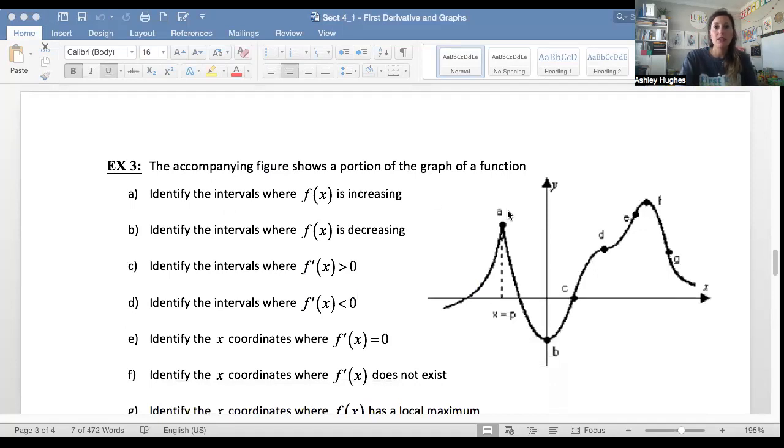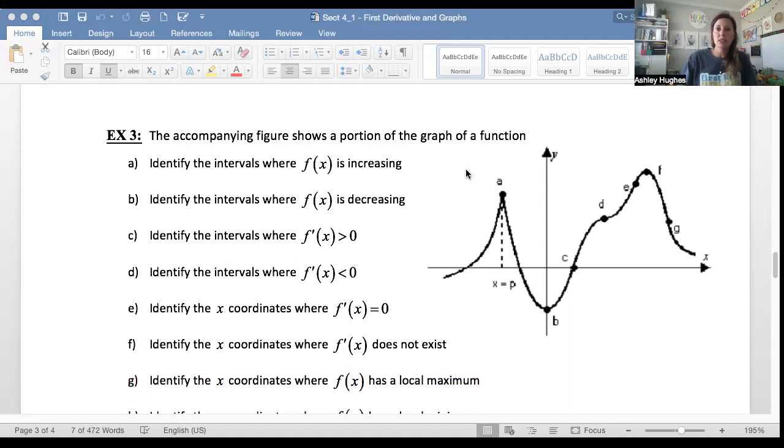Okay, is this a graph of f or f prime? It says this shows a graph of the function f, so that's important because sometimes the graph will be f prime. This is a graph of f though, so what does it mean for f to increase? That just means going up. So from negative infinity to x equals p. I wonder if that's a or p. So where is f increasing? It would be this interval here, this interval here. So from negative infinity to a and from b to f.